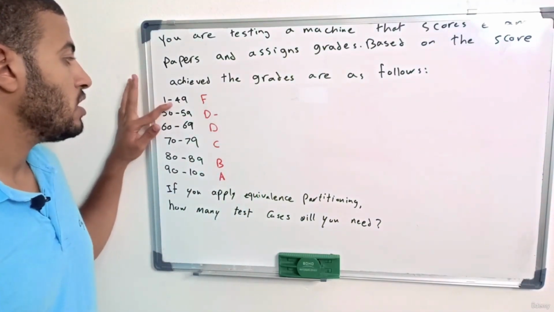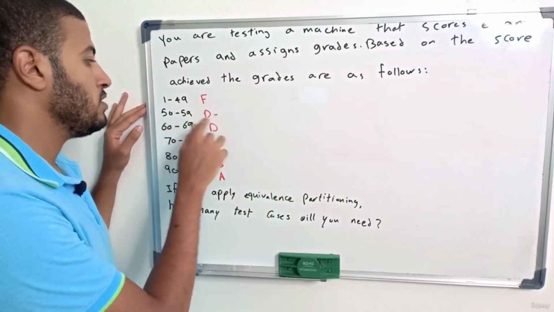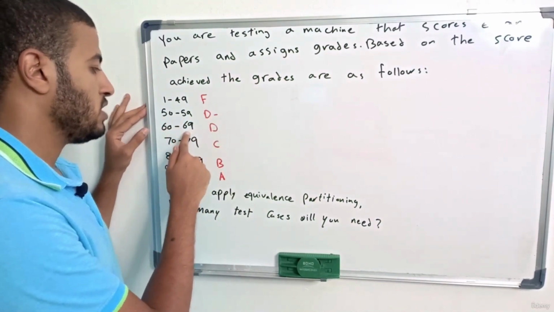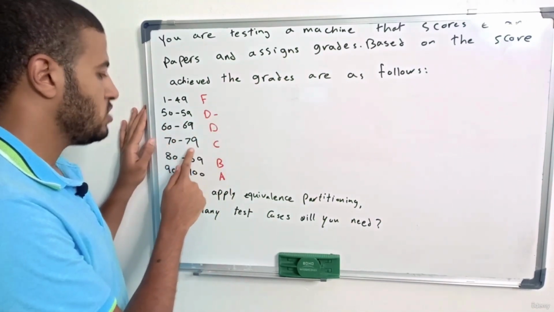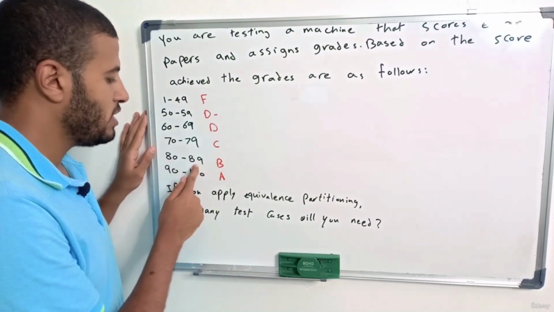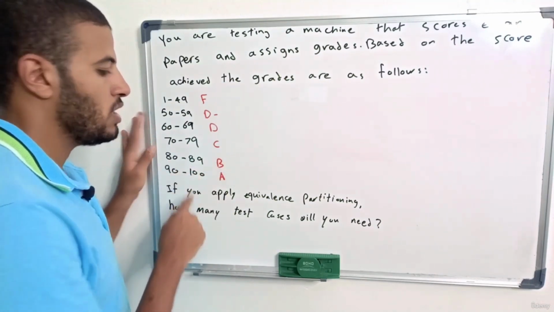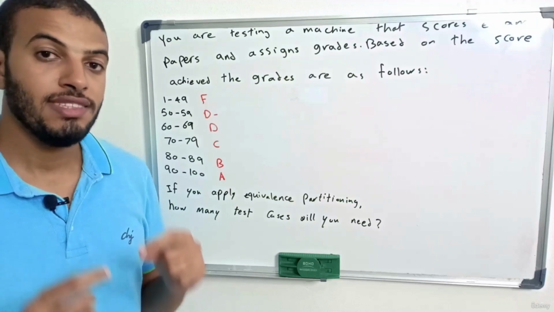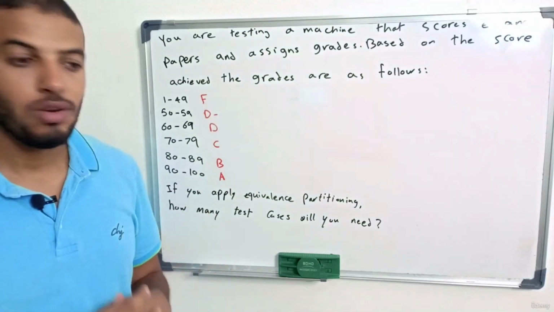From 1 to 49, F, from 50 to 59, D minus, from 60 to 69, D, from 70 to 79, C, from 80 to 89, B, from 90 to 100, A. So how do we test this problem using equivalence partitioning?